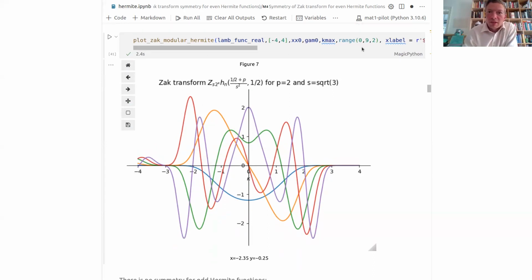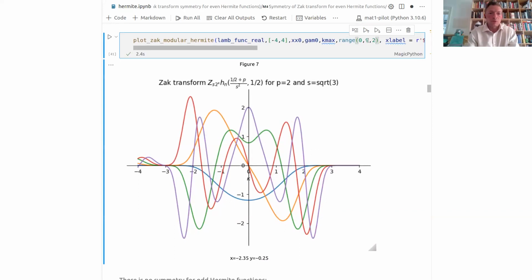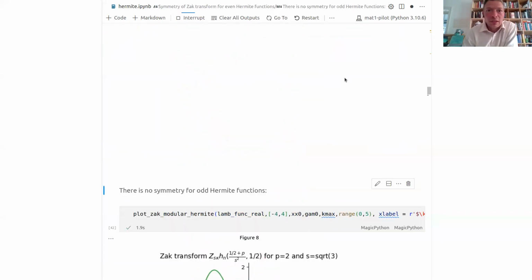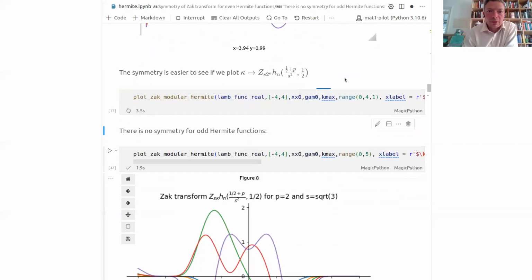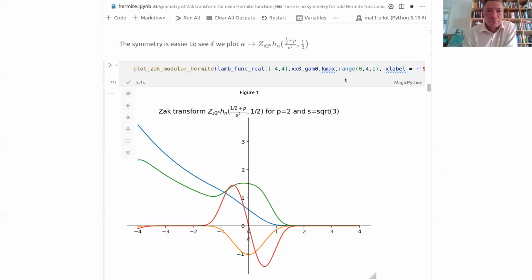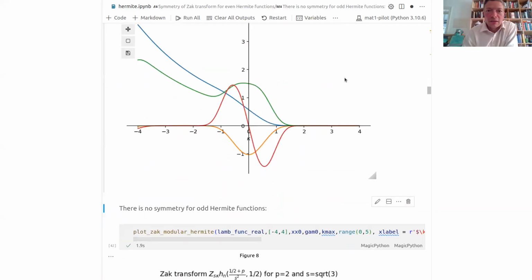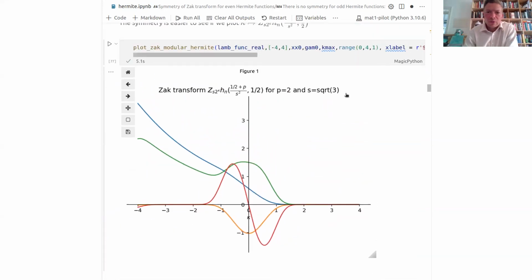Here I plotted every second Hermite function, but I could also plot the first 4 Hermite functions, and it looks like this. At least the orange one is even, the red one is odd, and about the 2 other functions I cannot say anything clever.